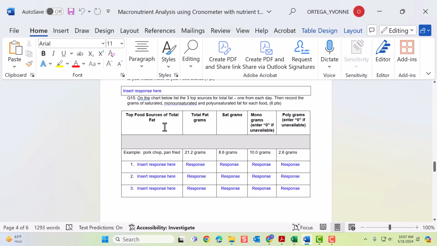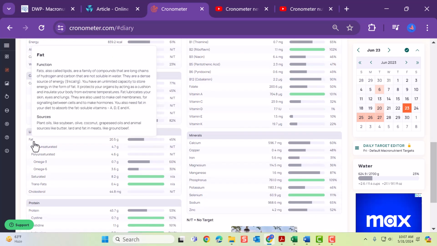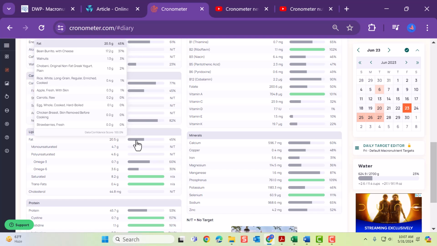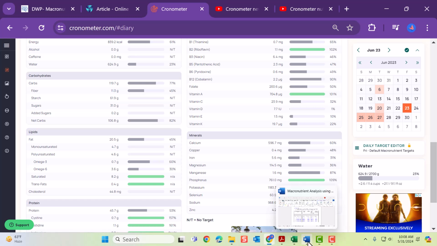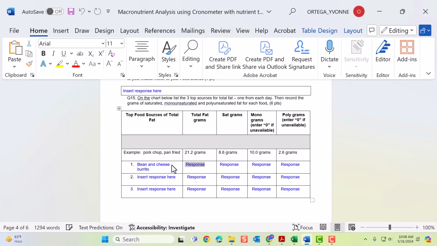So how you find this is go to your food diaries. You go to the fat section and again hover and you'll see that the bean burrito was 17.2 grams of fat. So that's what I would type in here. So I'm going to type in bean. So it's the cheese probably, right? And if these beans were fried, then that's going to increase the fat amount.